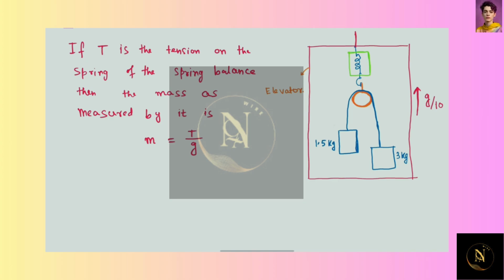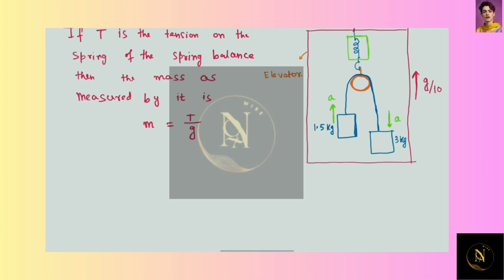Let's say a is the acceleration of this 1.5 kg mass, and as you can see the 3 kg mass is more than the 1.5 kg mass, so the 1.5 kg mass will be moving upward with an acceleration a, and the 3 kg mass will be moving downward with an acceleration a. This is the acceleration with respect to the elevator. So we will write a is the acceleration of blocks with respect to the elevator system, or simply the elevator.